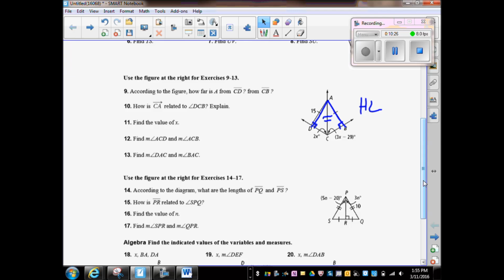Number 10, Eric. How is CA related to DC? We are on 10. Maybe if you weren't talking, we would know that. It bisects BCD. How do we know it's the angle bisector? Because of the DCA. And how do you know that? I think the whole X thing. But that's plugged in. You would have to set them equal to each other, and you don't know they're equal. You have to first tell me how they're equal.